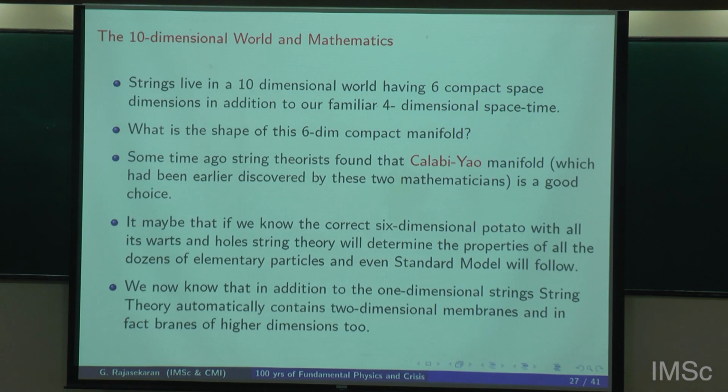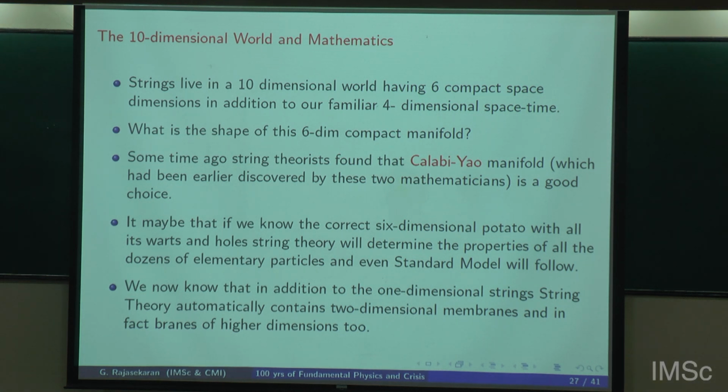I want to say a little bit more about string theory. Strings live in a 10-dimensional world, as I have already said, having 6 compact space dimensions of size 10^-33 centimeter, in addition to our familiar 4-dimensional space-time, which is of infinite extent. What is the shape of the six-dimensional compact manifold? One possibility is the so-called Calabi-Yau manifold, which mathematicians found, and string theory finds that it is a suitable one. It may be that if we know the correct six-dimensional manifold with all its warts and holes, string theory will determine the properties of all the dozens of elementary particles, and even the standard model will follow from that. That is the hope.